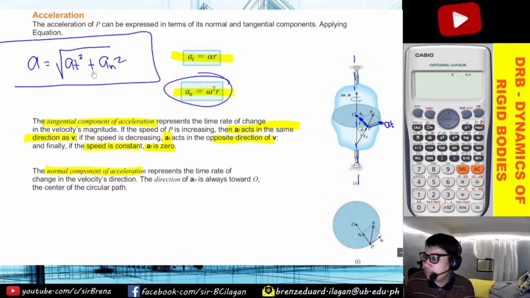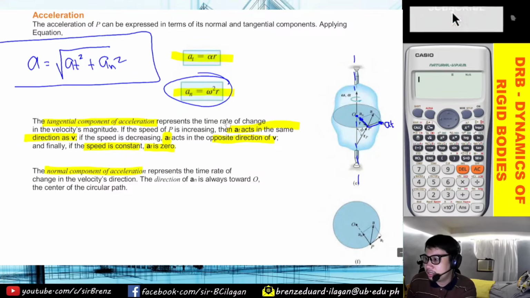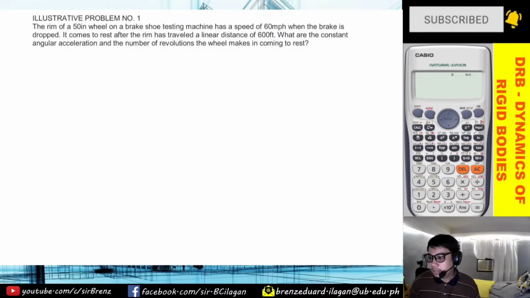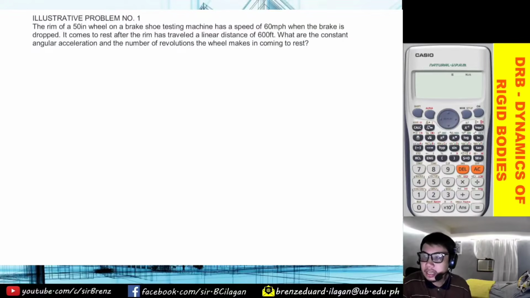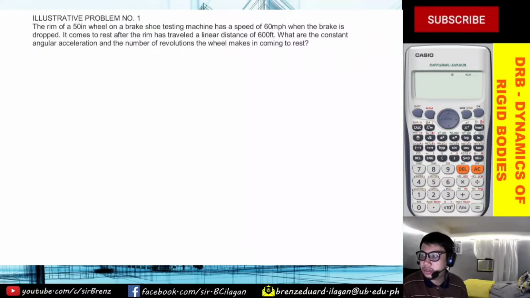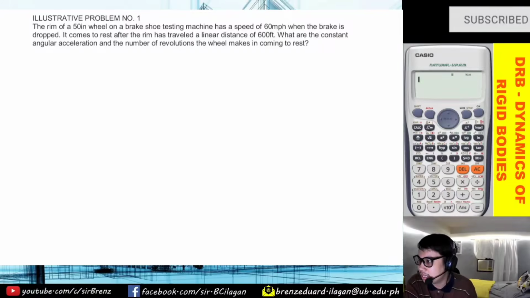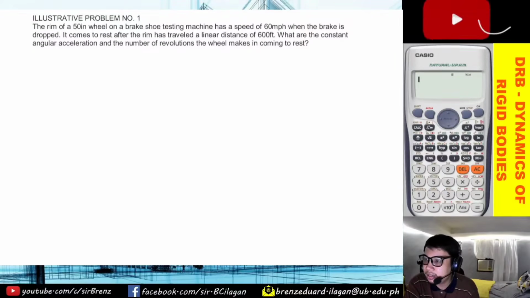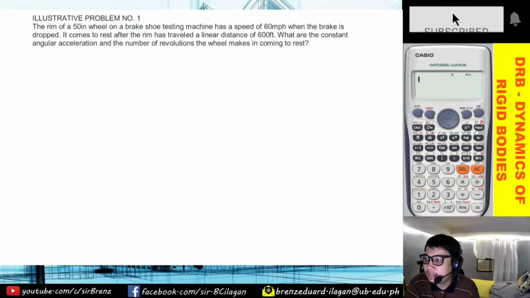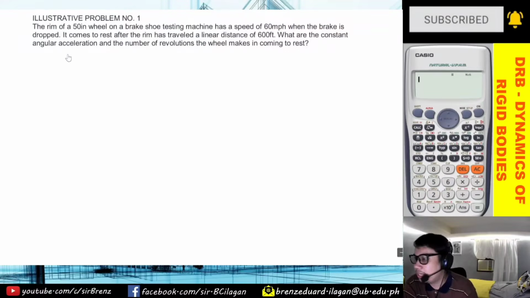Okay guys, so to appreciate it more, let's try this on some examples. Let's start with problem number 1. Let's read it again. The rim of a 50 inches wheel on a brake shoe testing machine has a speed of 60 miles per hour. When the brake is dropped, it comes to rest after the rim has traveled a linear distance of 600 feet. What are the constant angular acceleration and the number of revolutions the wheel makes in coming to rest? Okay, let's write down the givens.